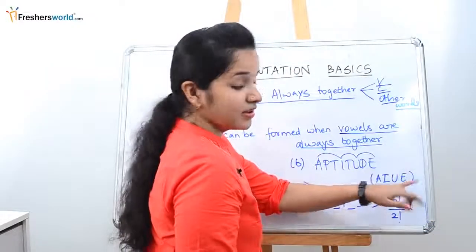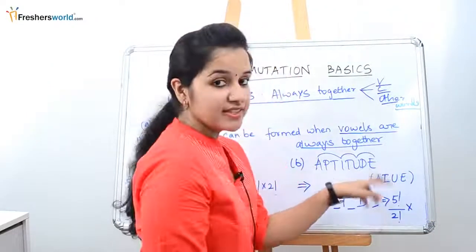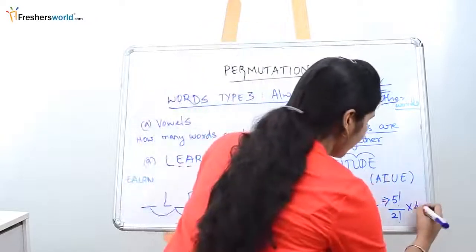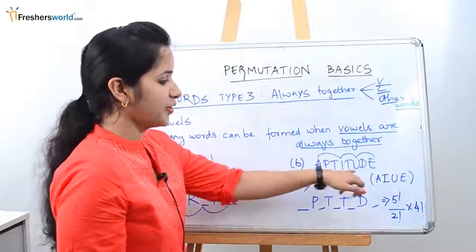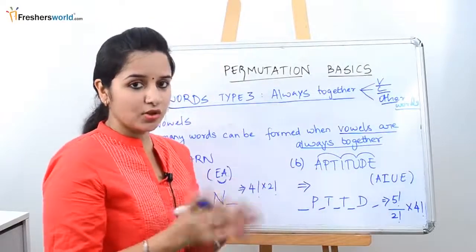What are the vowels given here? 4 vowels are there. How many ways can these be arranged within themselves? 4 factorial. So once you solve this, you will know how many ways the word APTITUDE can be arranged when the vowels are always together.